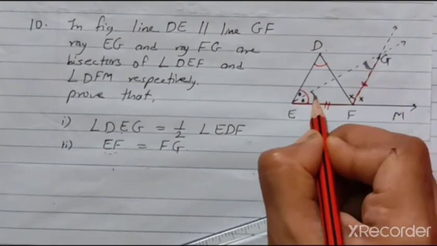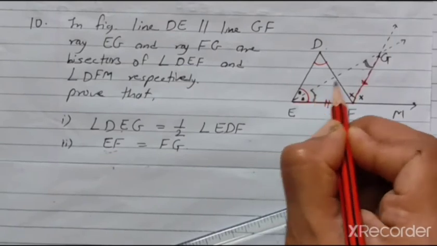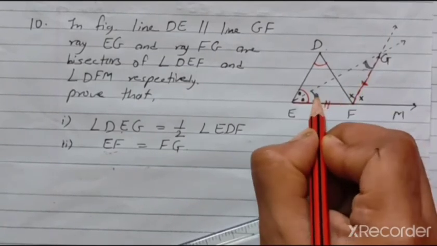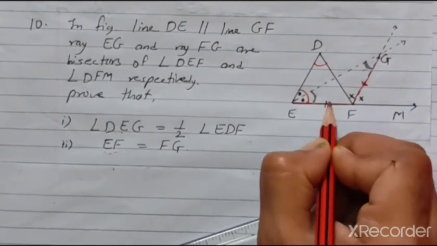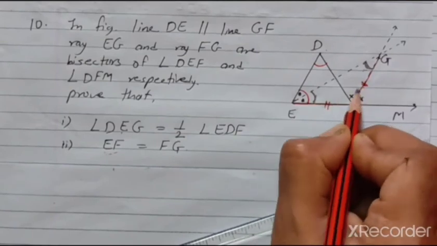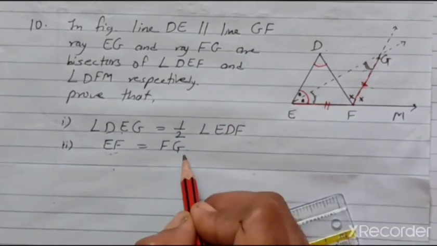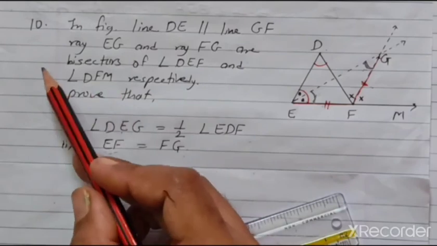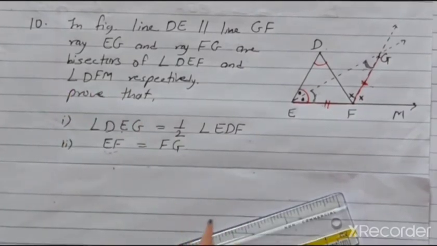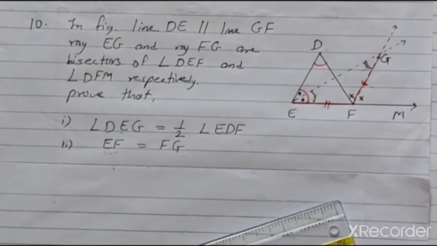If you prove these two angles are congruent, then by using the converse of the isosceles triangle theorem we can prove this statement. That is our statement number 2. This question number 10 is quite difficult, but I am trying to make it simple for you.